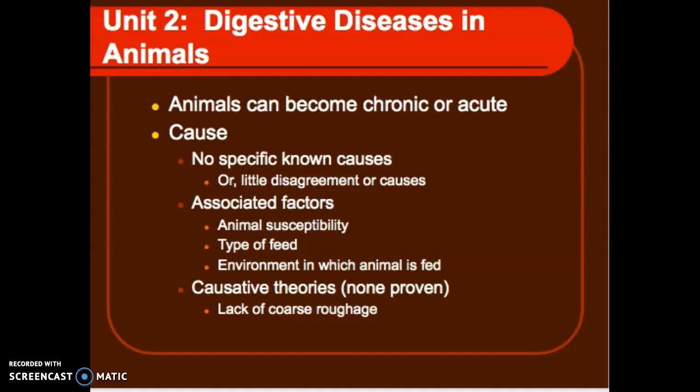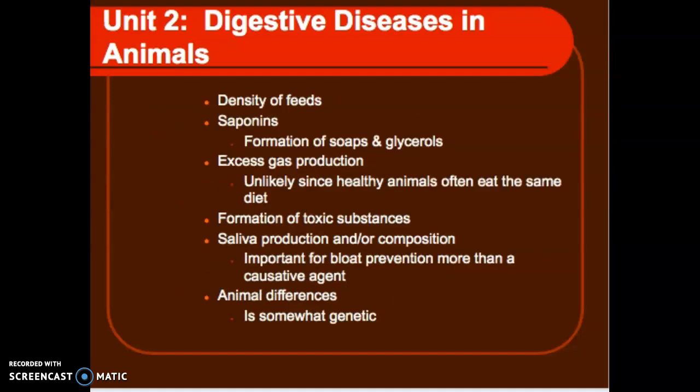When we look at causative agents, there's not really a specific cause that you can point to all the time, or very little agreement on the causes. There's a lot of associated factors, whether it's genetics and animal susceptibility, whether it's the type of feed that you're feeding, which is one that I think is most common, sometimes just the environment in which it is fed that causes it. And some of it is lack of enough coarse roughage, the density of the feed. Saponins or soaps or glycerols, that one is another one that I think is highly important as you think about the combination of feeds in the diet.